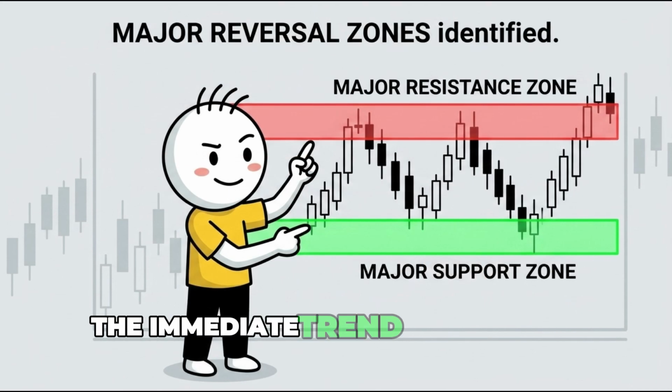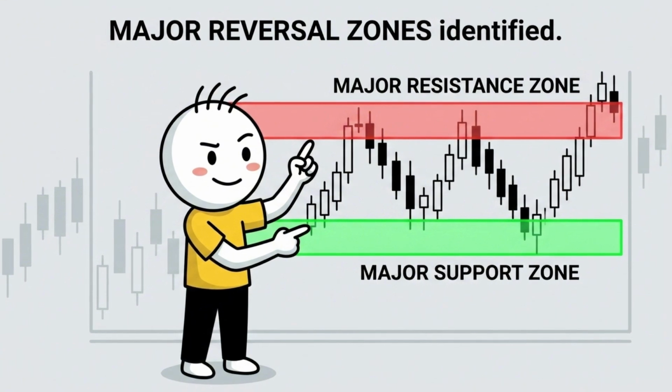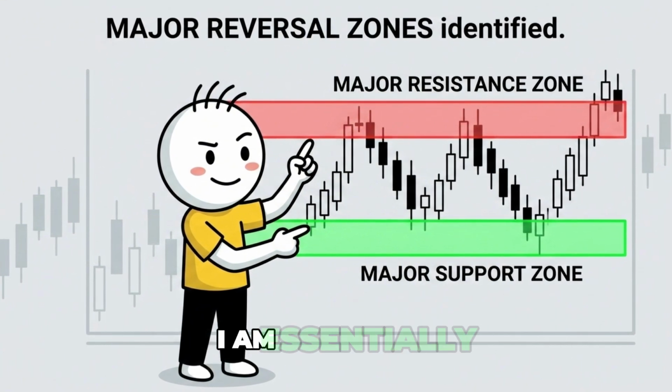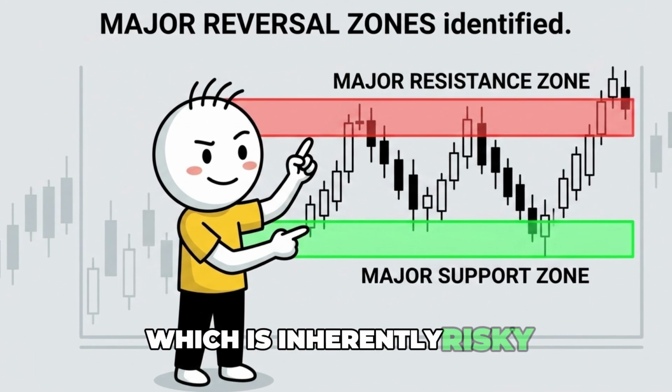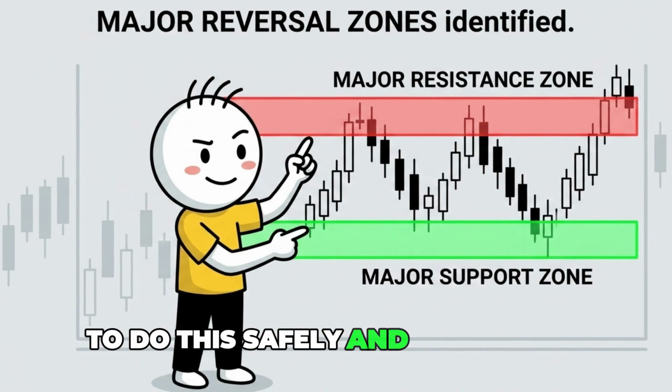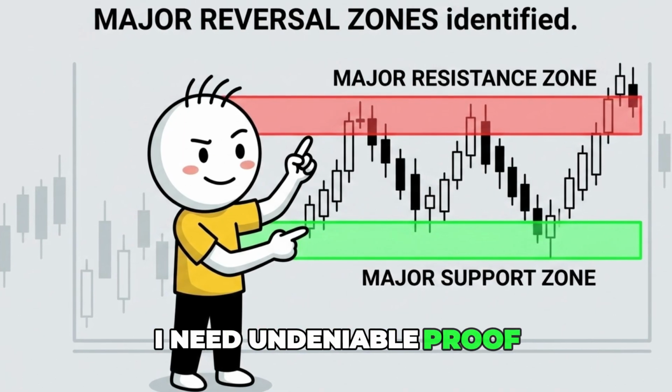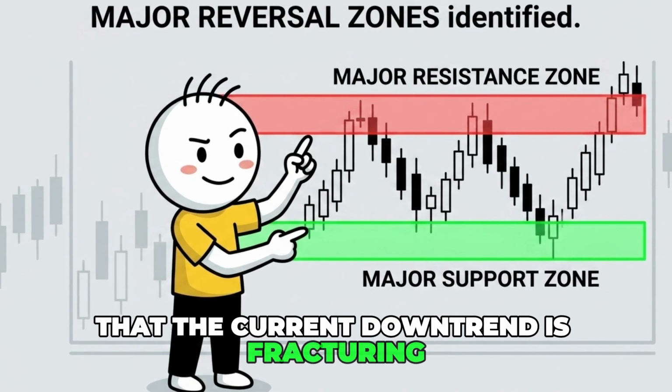Second, the immediate trend needs to be visibly broken. Because I am hunting for reversals, I am essentially betting against the dominant momentum of the morning, which is inherently risky. To do this safely and effectively, I need undeniable proof that the current downtrend is fracturing.